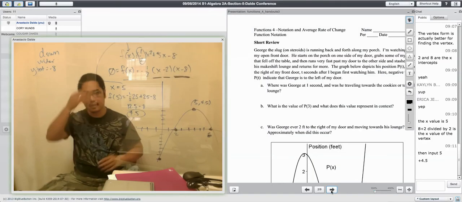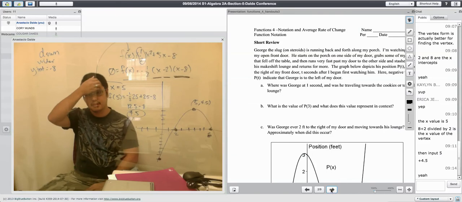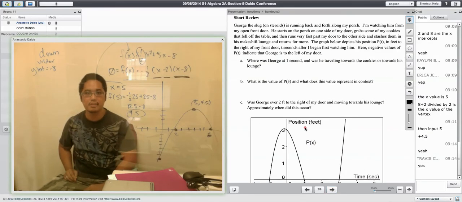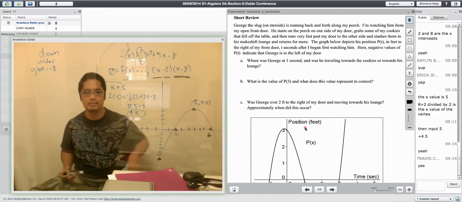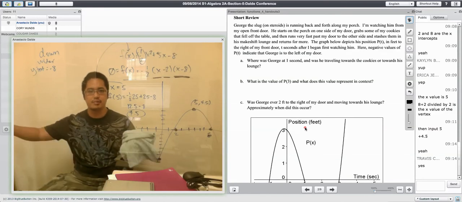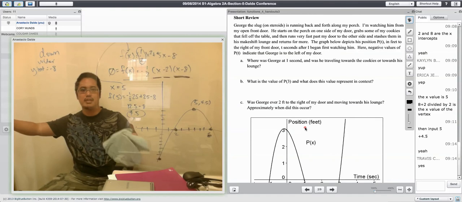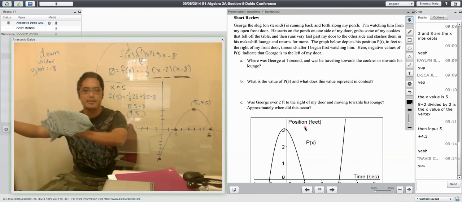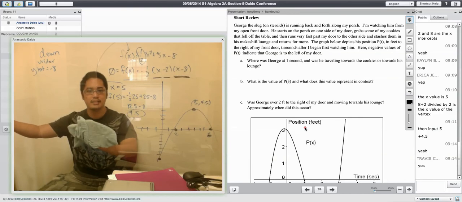All right, I gotta move on. So, part number 2. Short review. George the slug on steroids is running back and forth along my porch. I'm watching him from my front door. He starts on the porch on one side of the door, grabs some cookies off the table, and runs very fast to the other side.